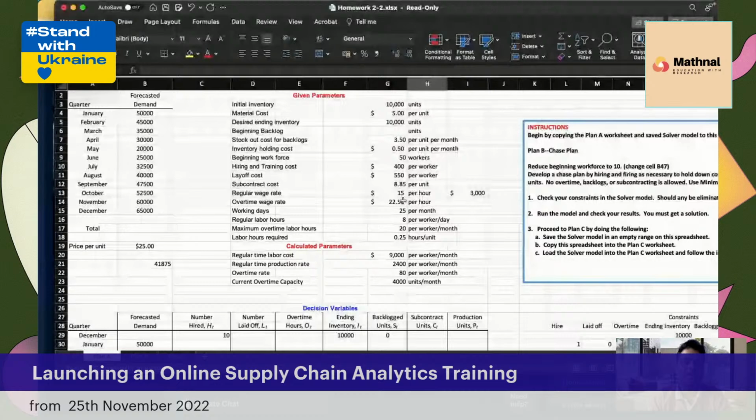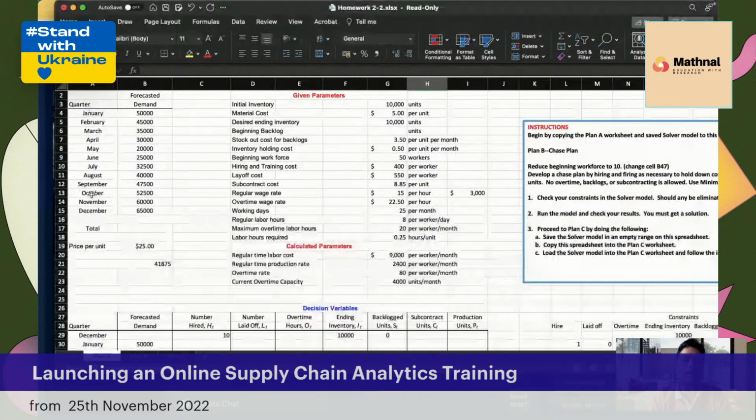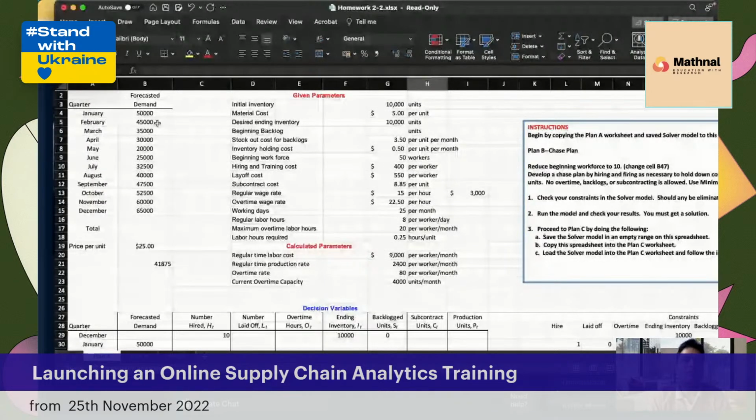If you look, we have a demand on the left hand side. We have a demand in January. This demand is a forecasted demand. If you look, January is like February, 45,000 units, March is 35,000 units. This is the demand for the product.